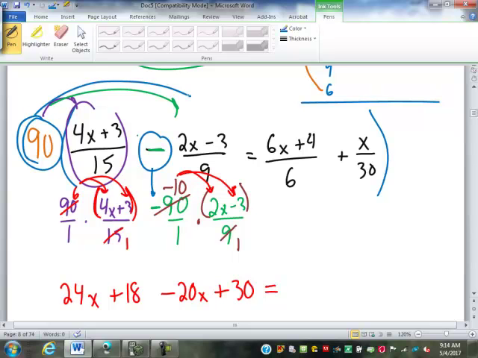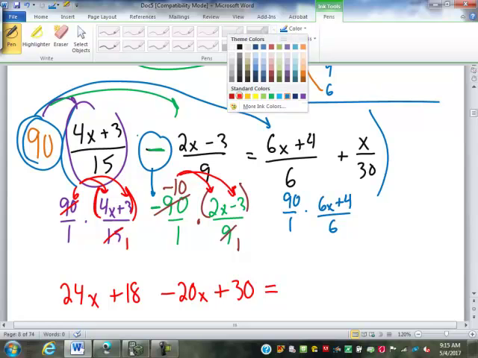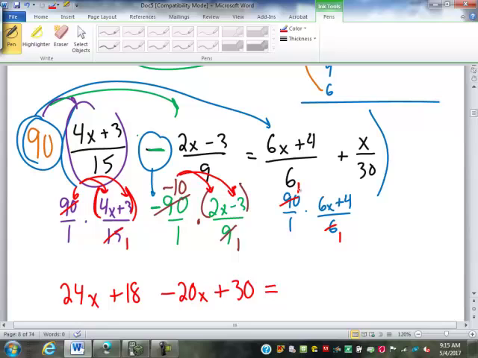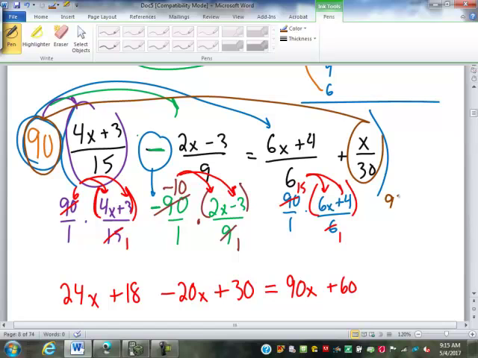Then the equal sign, now it's 90 times this one. That's going to be 90 over 1 times 6x plus 4 over 6. I will cancel the 90 and the 6, gives me 1 and 15. I'm going to multiply this out. 15 times 6x is 90x. 15 times 4 is 60. And then I still have 90 times the x over 30. So 90 over 1, x over 30. I'm going to cross cancel the 30 and the 90 to get 1 and 3. 3 times x is 3x.